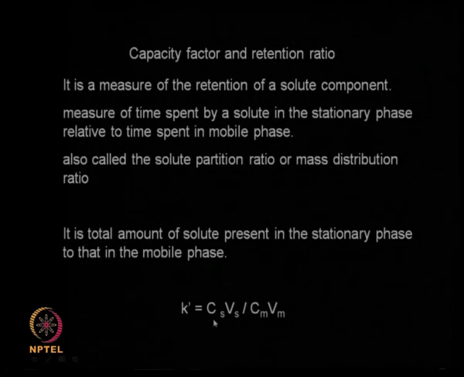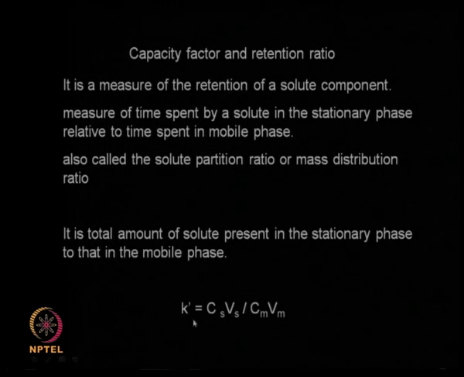So the capacity factor is given by this particular formula. S relates to the stationary phase and M relates to the mobile phase. So it is the total amount of solute present in the stationary phase divided by the total amount of solute present in the mobile phase. How do you calculate the total? Total is nothing but concentration into volume, that is why you have Cm into Vm. This is the total amount present in the mobile phase, and this is the total amount present in the stationary phase.